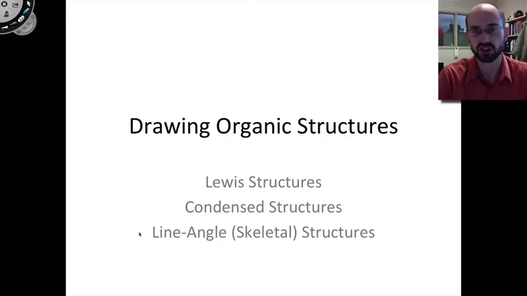I've done some Lewis structures this week. For the most part, I'm going to do condensed structures, and we'll slowly, over the course of the semester, do more and more line angle structures. The line angle are sometimes called skeletal structures.